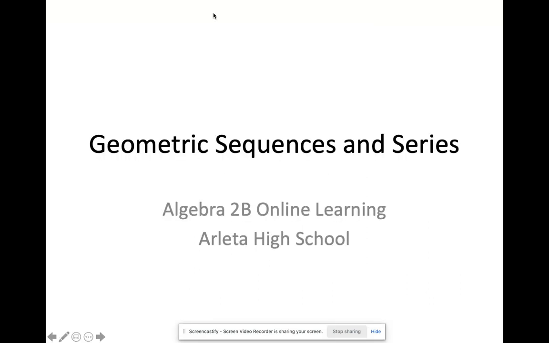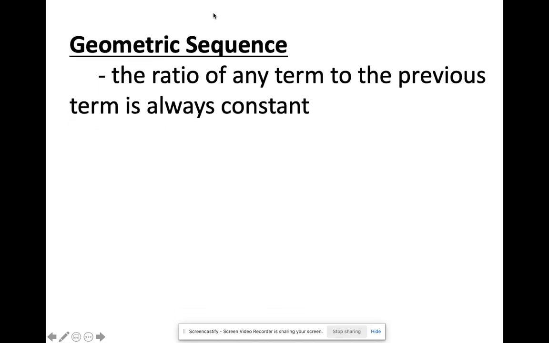Okay. Hello, everyone. So today we're going to discuss geometric sequences and series. This is another type of sequence and series wherein the sequence is being multiplied to get to the next number. Remember that. Okay. So let's start by defining what a geometric sequence is.